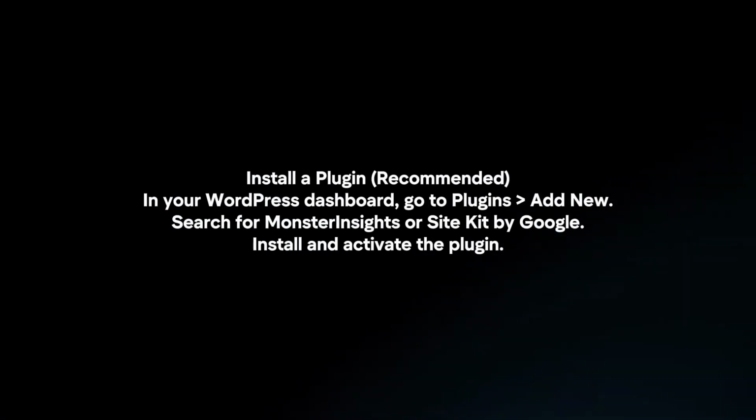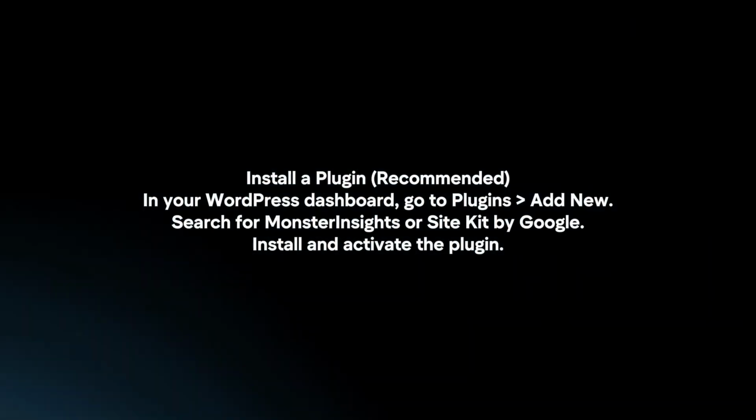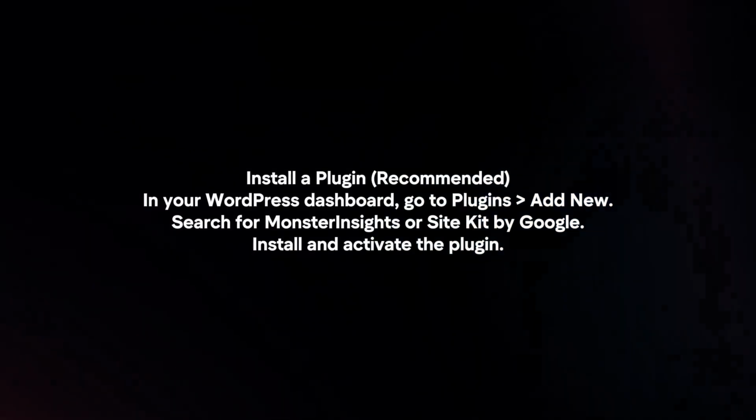Install a plugin. In your WordPress dashboard, go to Plugins, Add New. Search for Monster Insights or Site Kit by Google. Install and activate the plugin.